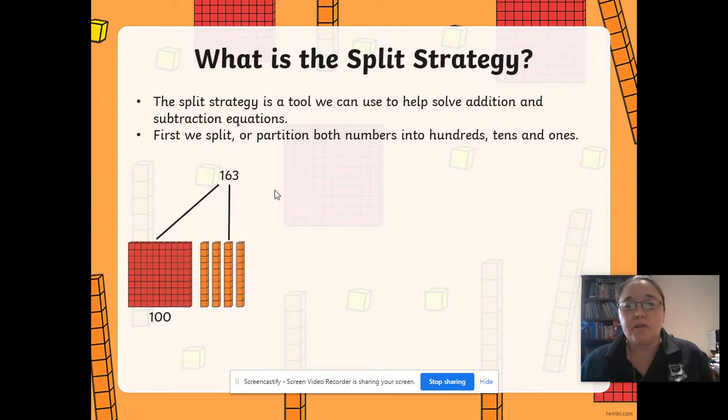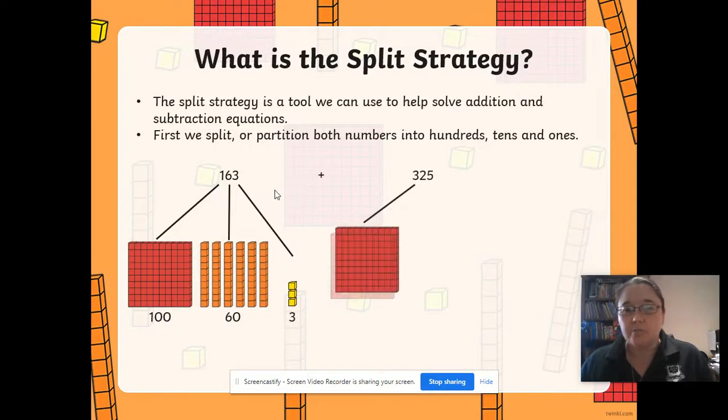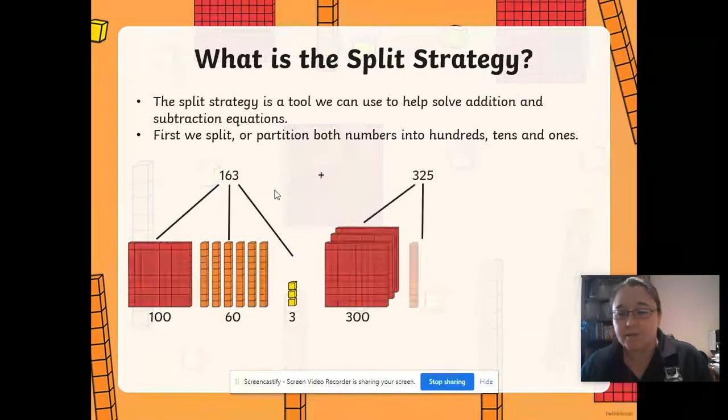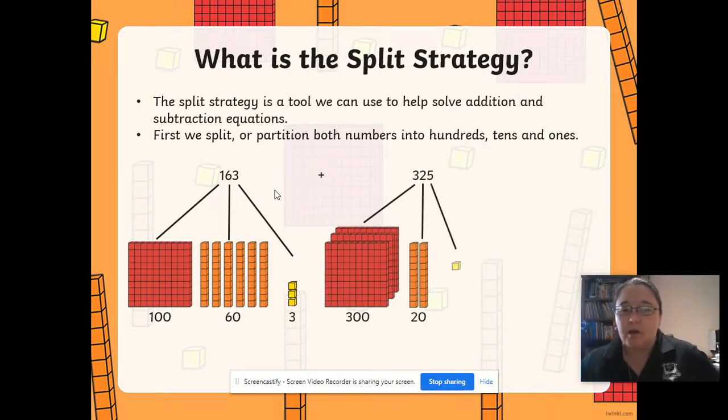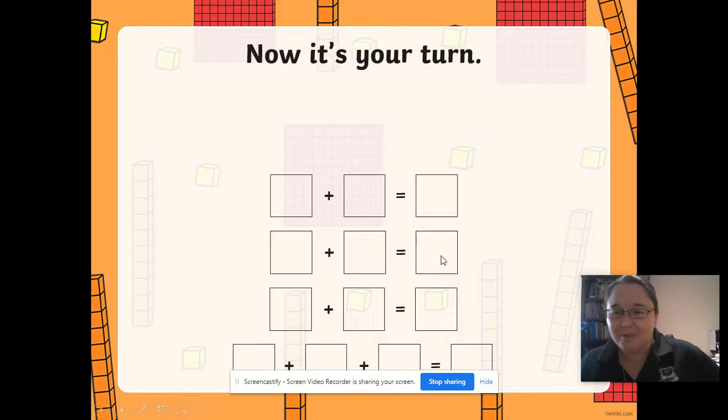So the split strategy is a tool we can use to help solve addition and subtraction equations. First, we split or partition both numbers into hundreds, tens, and ones. And as you can see with the models here, you can see how they're all split up, and then you can add the different sections together to get your answer. And you're doing all of that in your mind, but as you practice it, you become quicker and quicker, and obviously you're not picturing these pictures anymore.